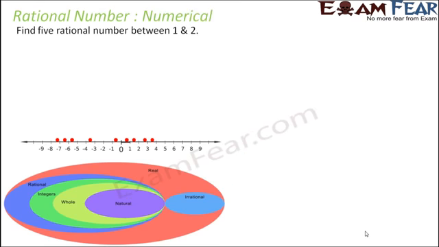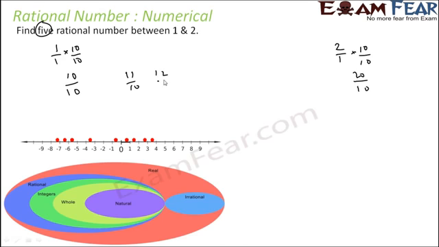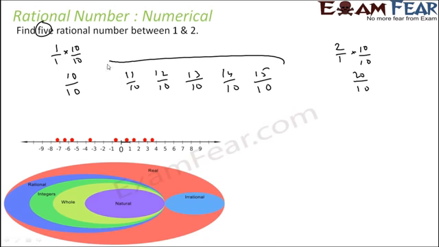So the question says find 5 rational numbers between 1 and 2. Pretty easy. This is 1, this is 2. I can write in the rational form p by q and multiply both with 10 by 10. Why 10 by 10 only? Because I have to find only 5 rational numbers. So this becomes 10 by 10 and this becomes 20 by 10. So I can write 11 by 10, 12 by 10, 13 by 10, 14 by 10, 15 by 10. All these are 5 rational numbers.